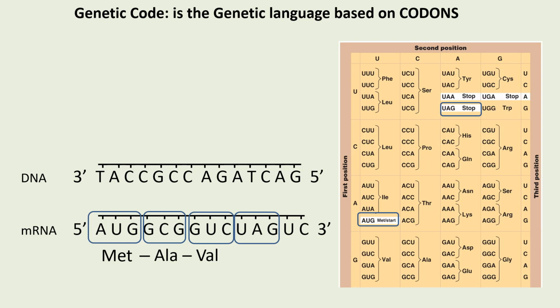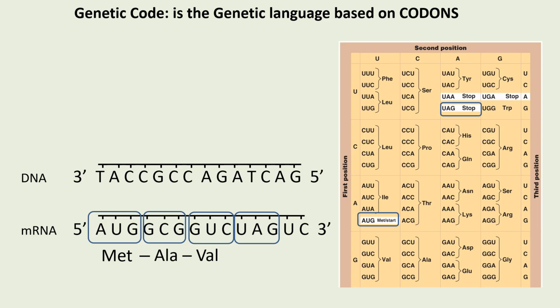You will always put a methionine. The second codon is GCG. So we go to the first position, G, then C, we come down here, GCG. It encodes for the amino acid ALA, or alanine. The next is GUC. GUC, that's valine. And then lastly, the stop codon, UAG.